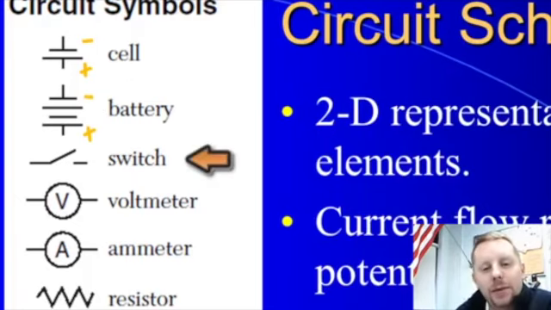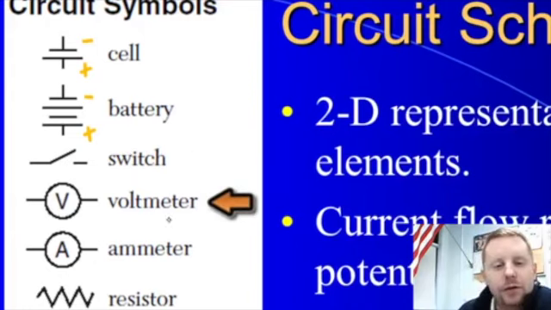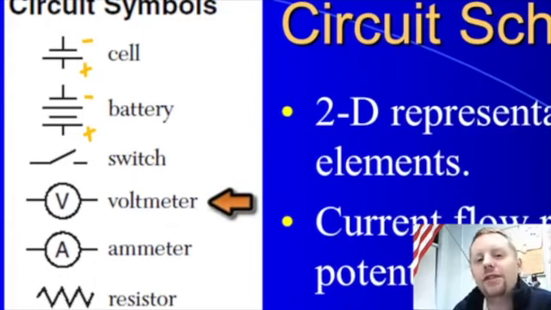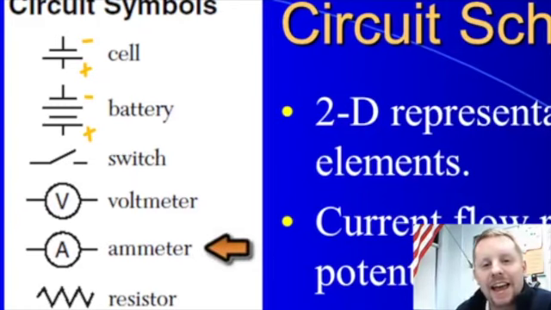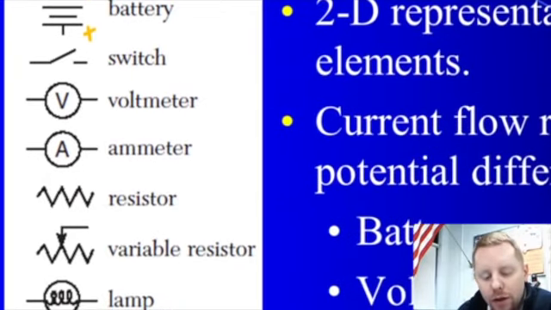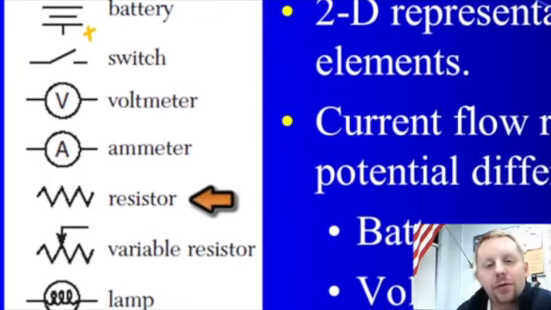Below that we have a switch, which can be either opened or closed. If it's open, no current flows. If it's closed, then you can have current flow, assuming the rest of your circuit makes a closed path. A V with a circle around it is a voltmeter. That's a tool that's used for measuring the potential difference across a part of the circuit. Below that we have an ammeter. That's an A with a circle around it, and an ammeter measures the current flow through that portion of the circuit. Below that we have the zigzag symbol for a resistor.